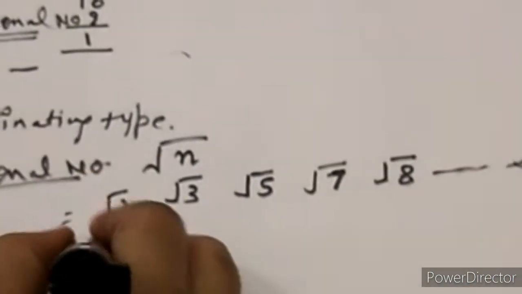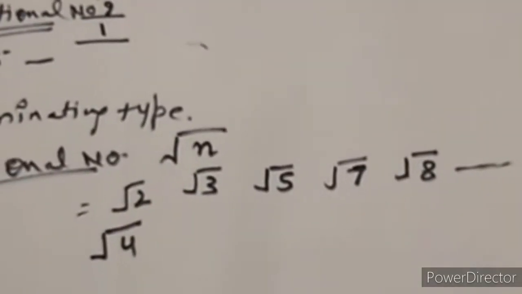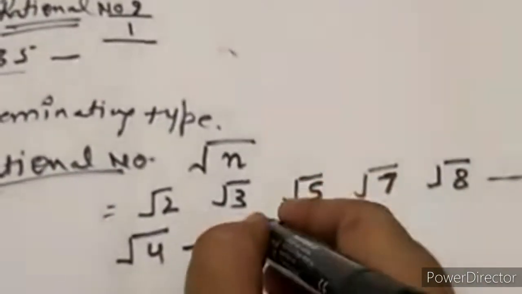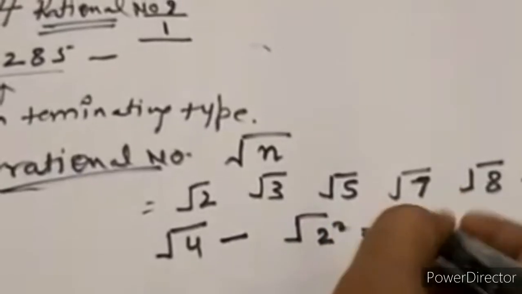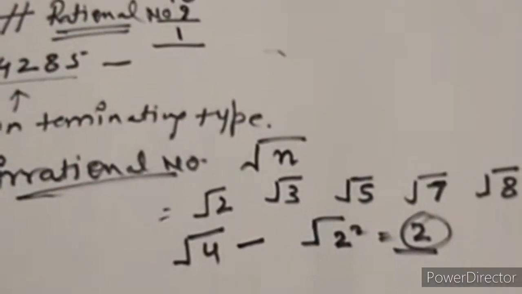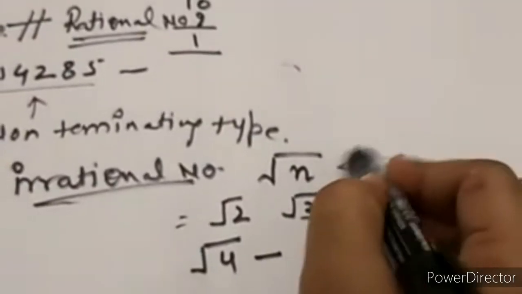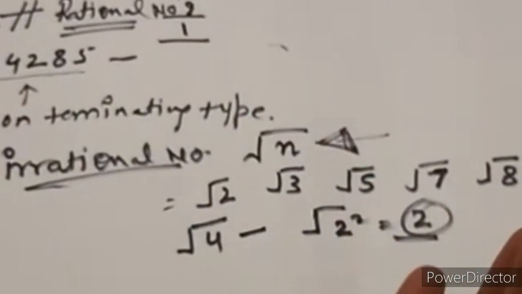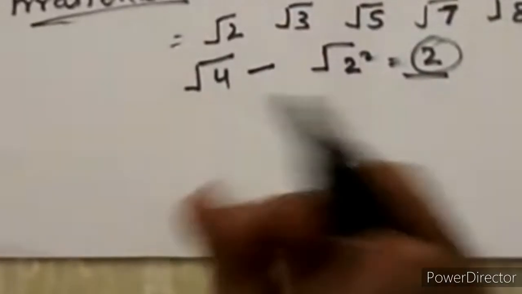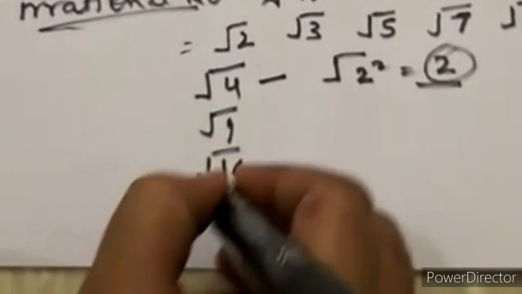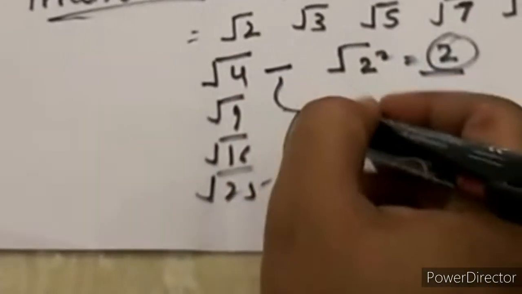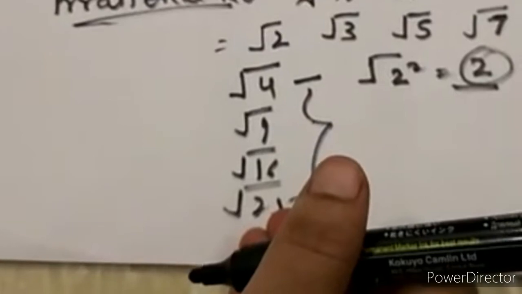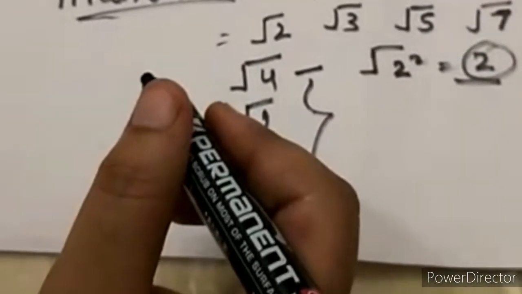But is this number an irrational number? No. Why? Because 4 is the square of 2. That's why I told you the square root of natural numbers which are not the square of any other number are irrational; like root 9, root 16, root 25, all these are rational numbers because they are the squares of their subsequent natural numbers.